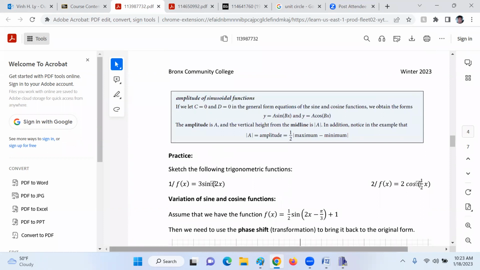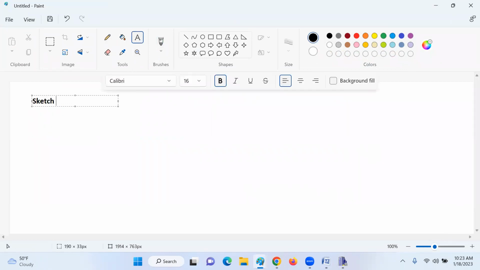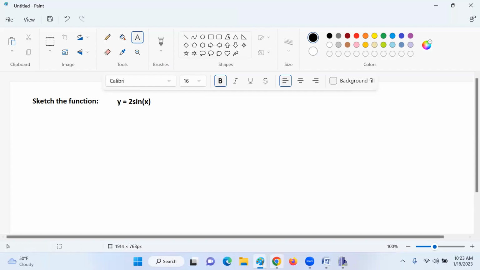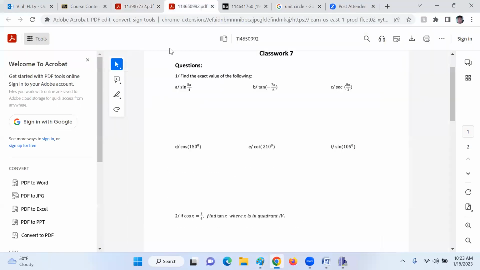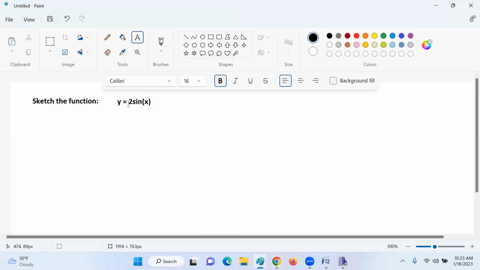Let's say I want to sketch the function. So this is what we have on the final exam: y equals 2 sine of x. What do you think?